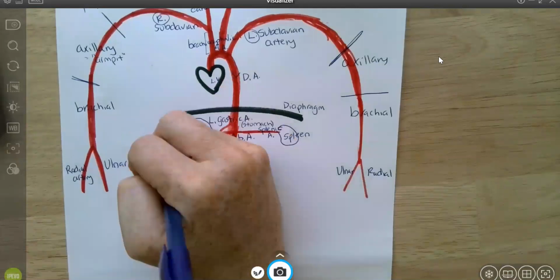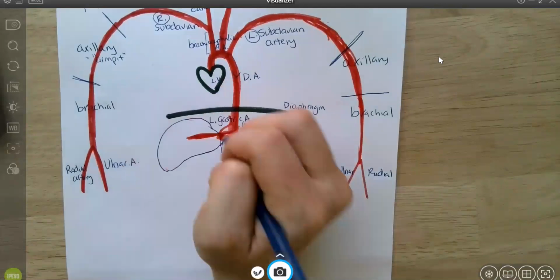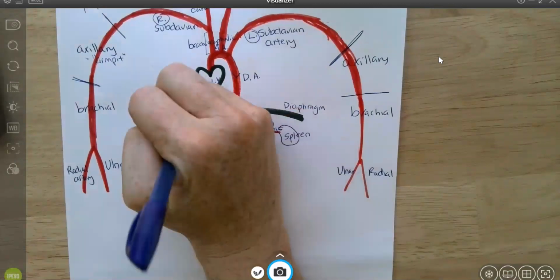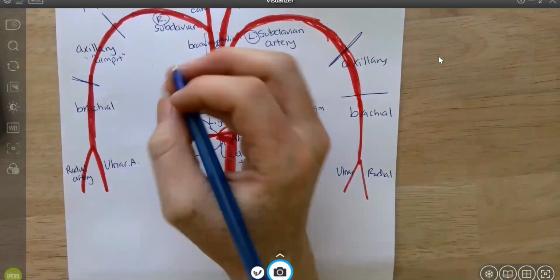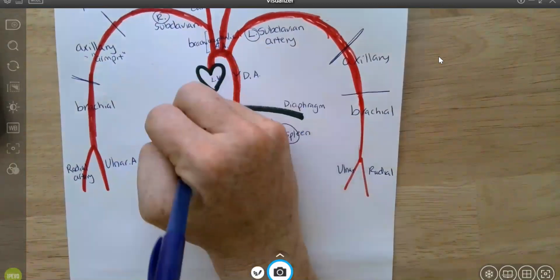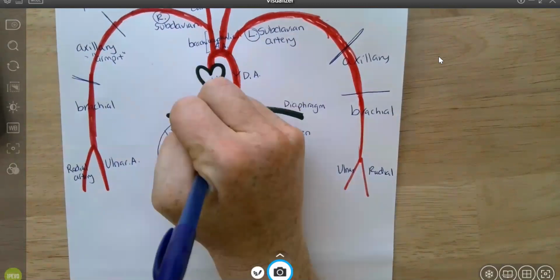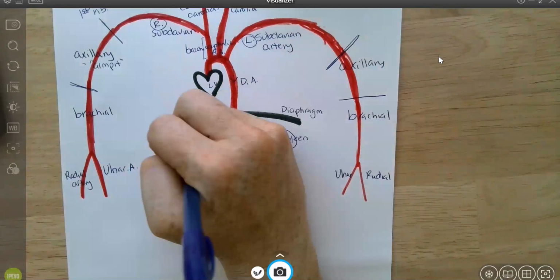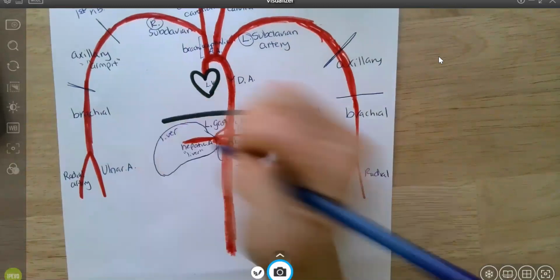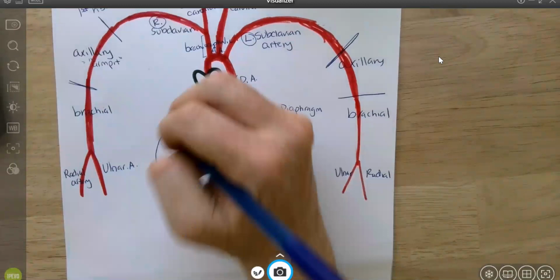And then the branch traveling to the right, it's going to go towards the liver. I'm trying to draw the liver, it's a little funny. Here's the liver, liver's pretty big. That blood vessel that takes the oxygenated blood to the liver, that is going to be called the hepatic artery. And hepatic means liver or pertaining to the liver. So you'll see that a couple of times. So you have hepatic veins as well.